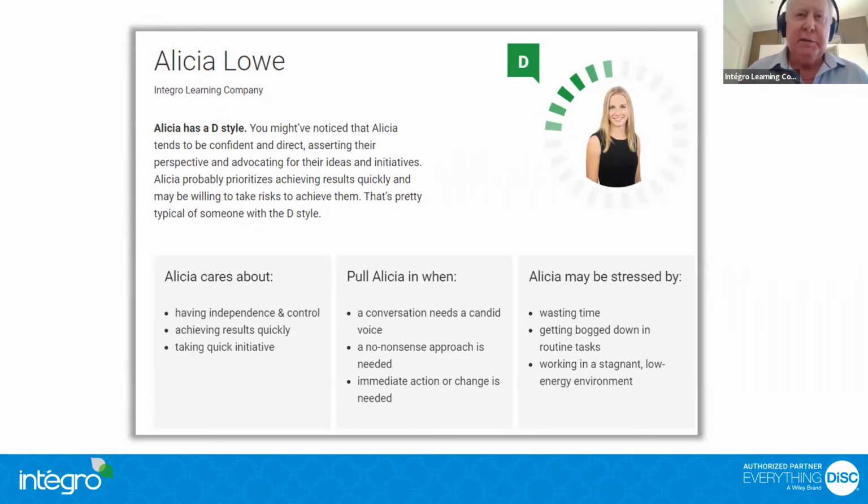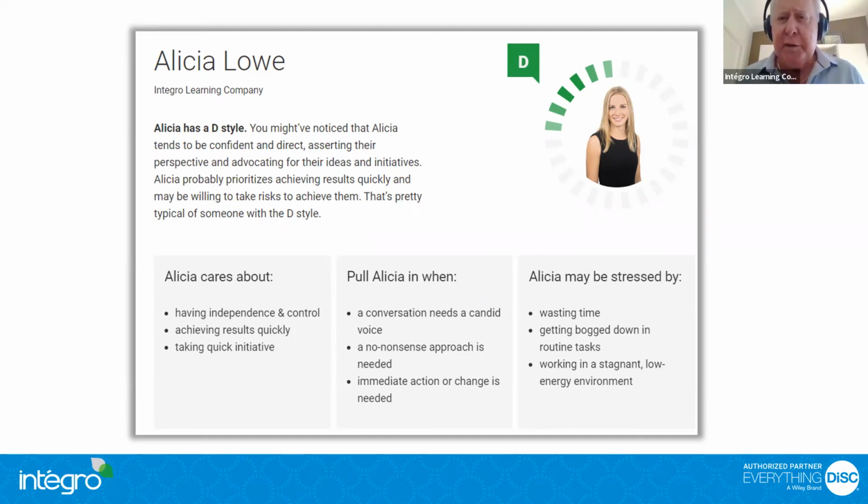Have you noticed that Alicia tends to be confident and direct, asserting a perspective, etc.? It's positive stuff. Alicia cares about, right? That's really helpful for me to know what she cares about. And also, when should I pull Alicia into a discussion? Well, when a conversation needs to be candid, when a no nonsense approach is needed, when an immediate action or change is needed. That's very good information to have, isn't it? And if I'm Alicia, I would really want other people to know those things about me.